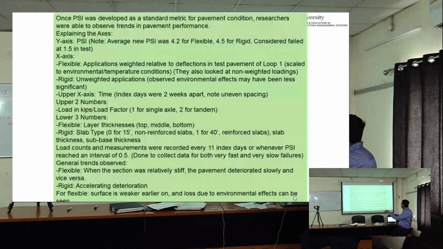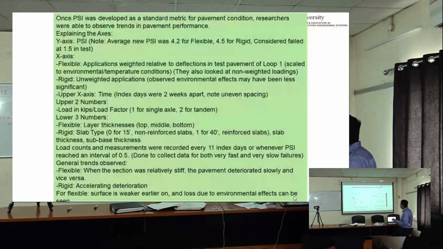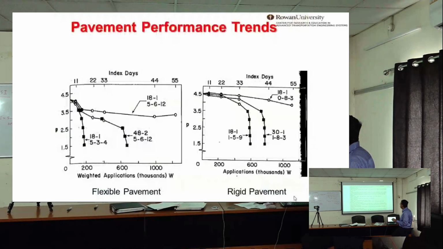So let's go back. Time is index days were 2 weeks apart, note uneven spacing. Upper two numbers, loads in kips, load factor, 1 for single, 2 for tandem. And let's go back, 1 for single, 2 for tandem. A flexible layer thickness, lower three numbers. Flexible layer thickness, top, middle, bottom. So 5 inch, 3 inch, 4 inch.